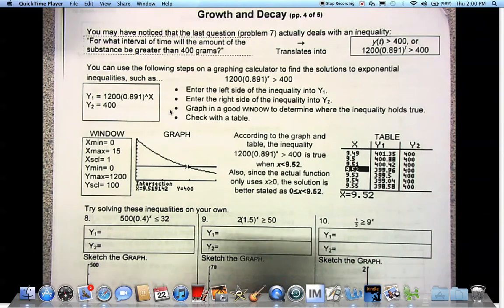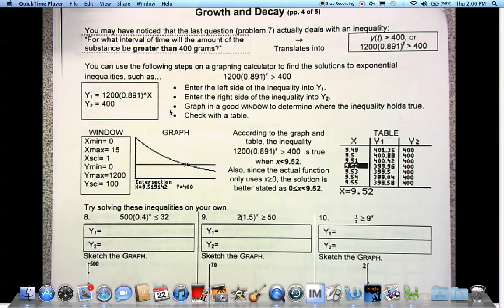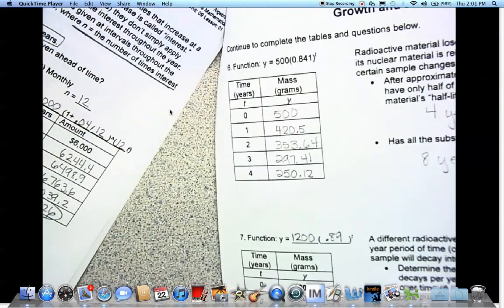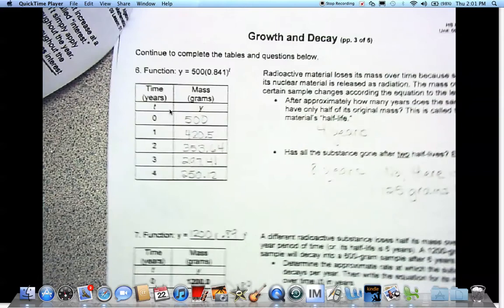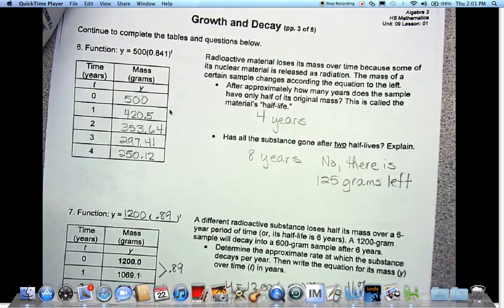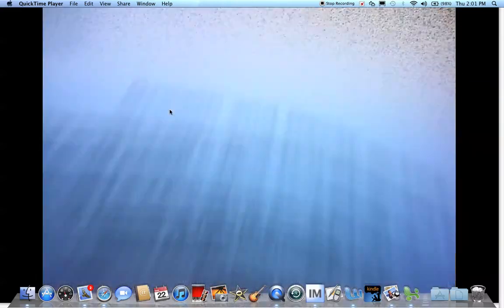We've been doing growth and decay problems where we invested money, or we had a loan, or we valued a car. I am recording this, but that's okay. Or a radioactive substance. Remember we did half-life?